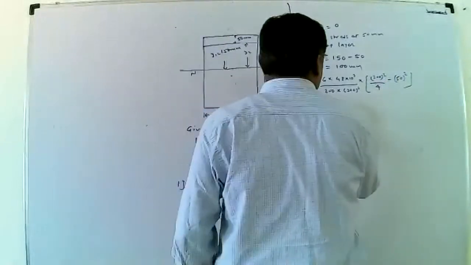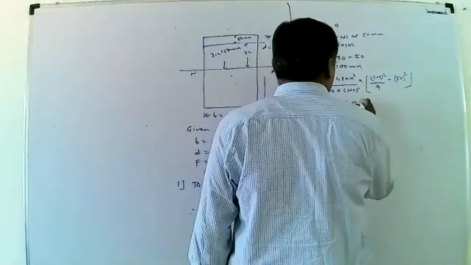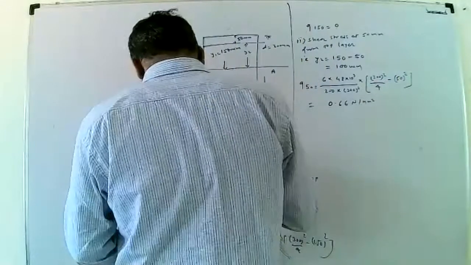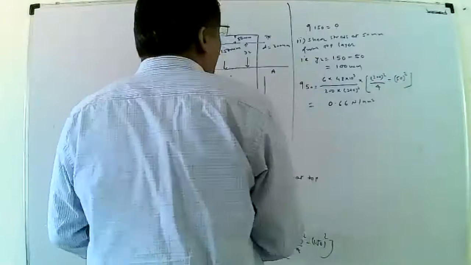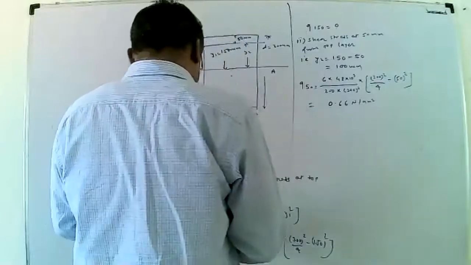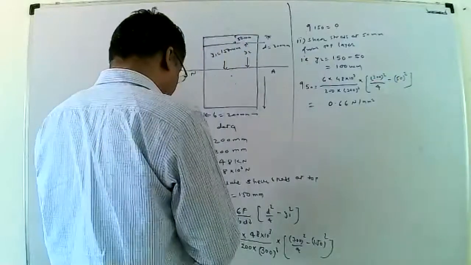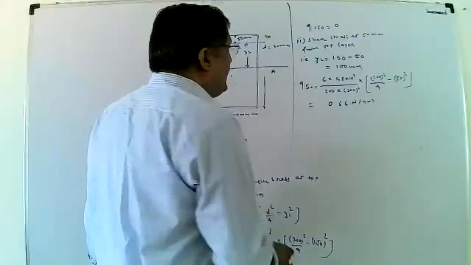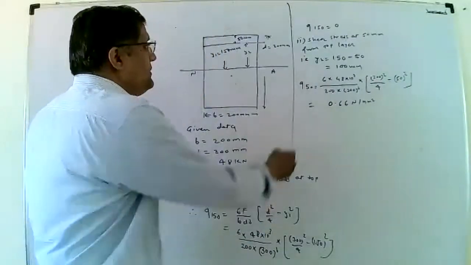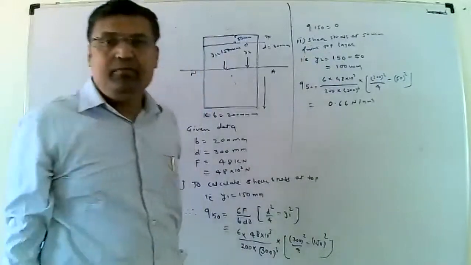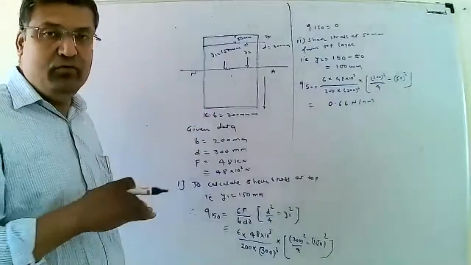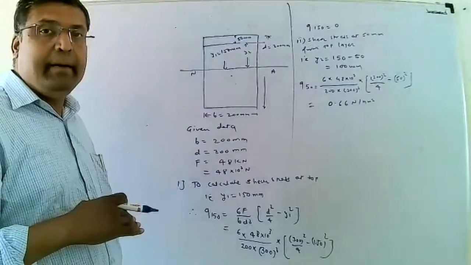The calculated value is 0.66 Newton per mm square. That is the value for Q50. Once we calculate the shear stress value, this is the shear stress at 50 mm from the top layer. From the top layer, that value will be calculated.